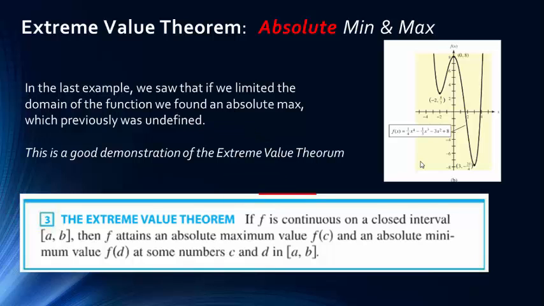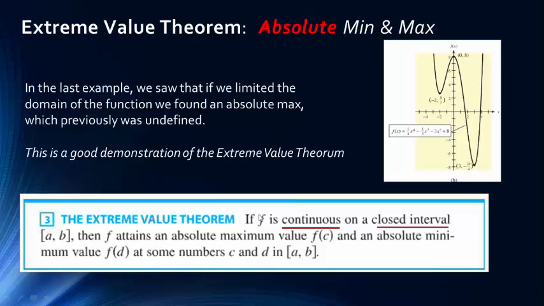The extreme value theorem says if f is continuous, which means there's no sharp points, there's only curves, and there's no holes, and it's on a closed interval, that means it has two endpoints. Infinity is not an endpoint. Infinity means it goes on forever. It's on a closed interval, which means it includes the endpoints. An open interval would mean it does not include the endpoints. Okay?